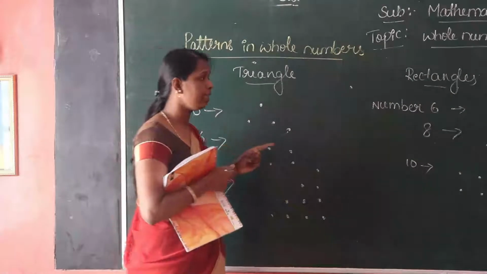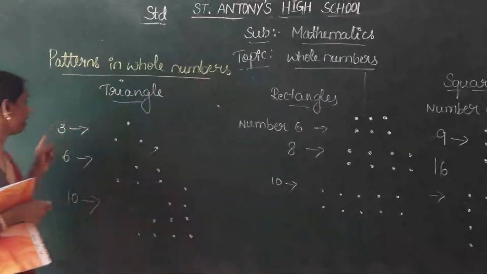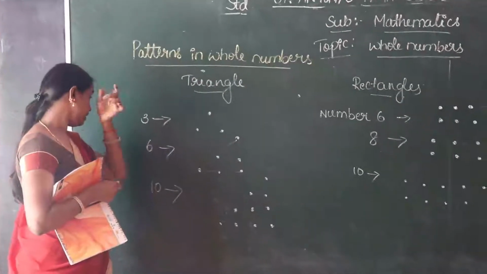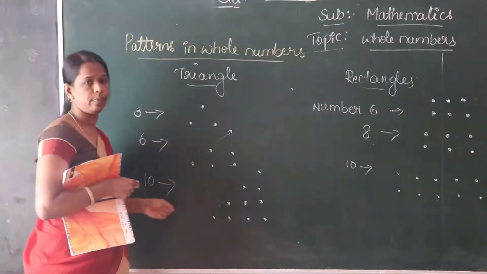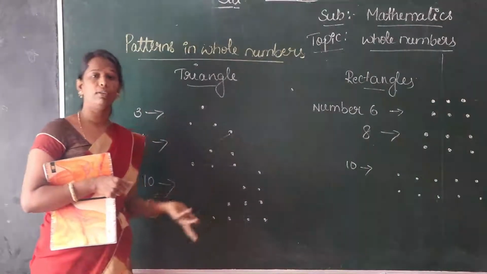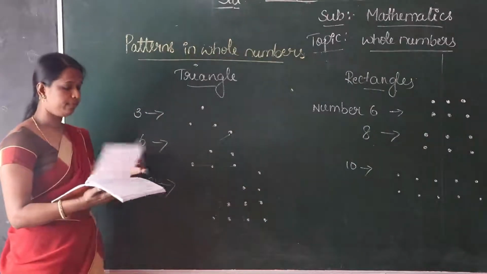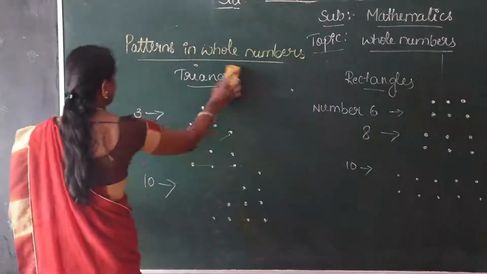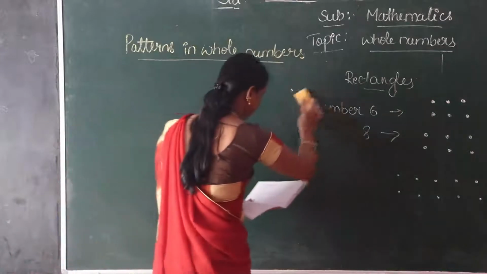Rectangular numbers are 6, 8, 10. Squares are 4, 9, 16. Triangular numbers are 3, 6, 10. So here 6 has both the triangular and the rectangular shape. So you write more numbers in your rough notebook. Next, patterns observation. Here I will take some examples.